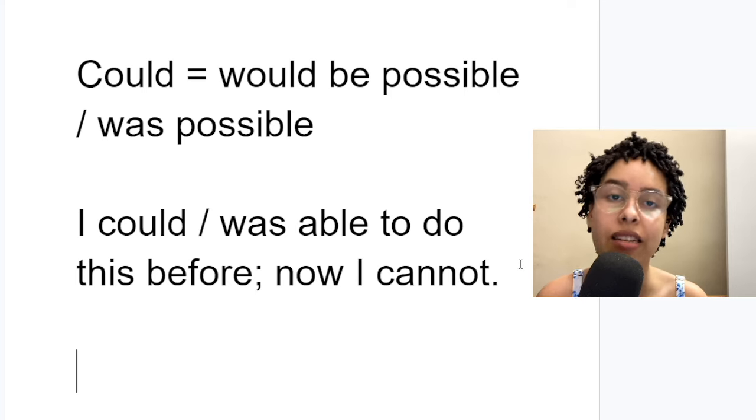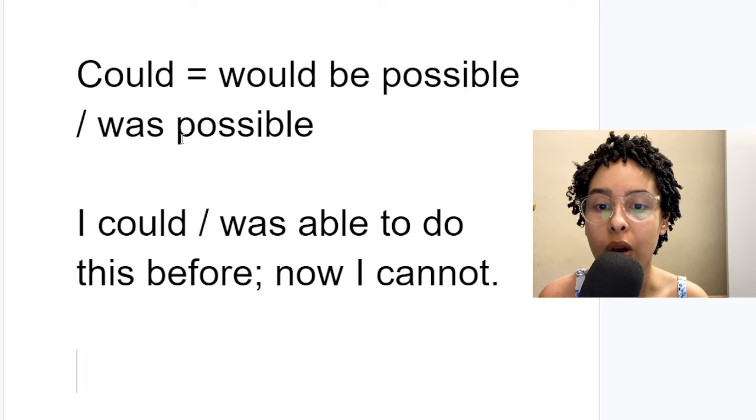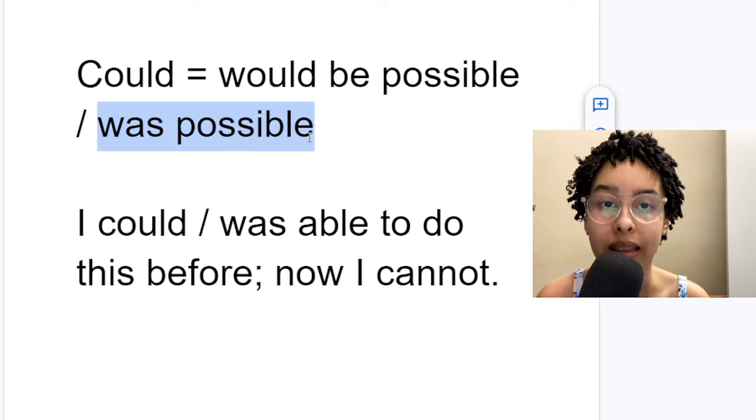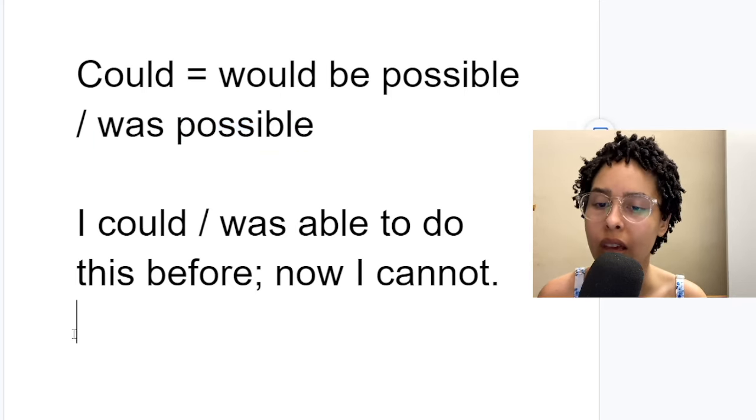This is the first meaning of this word, okay? When something was possible in the past, but it's not anymore.